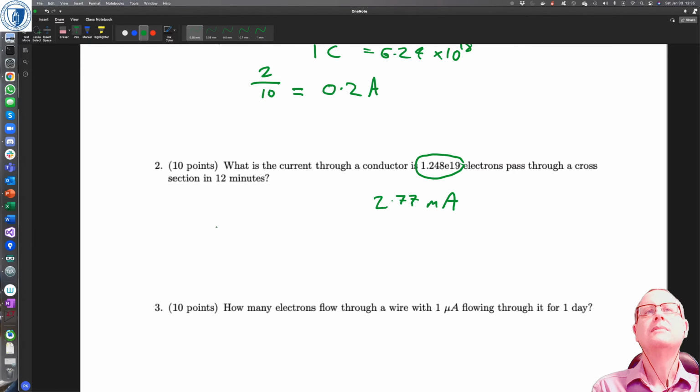Where's the problem? So it's what is the current through a conductor, 1.248 e to the 19, right? That's question 2, that's correct, and it's in 12 minutes. That's the only difference between this one and question 1. The previous time was 10 seconds, and now it's 12 minutes.